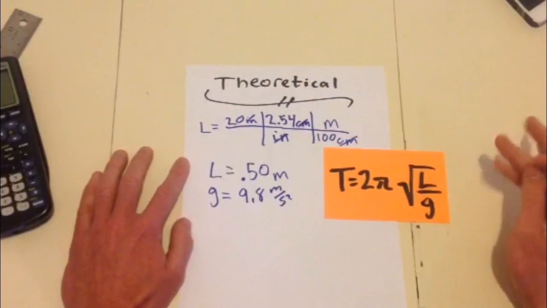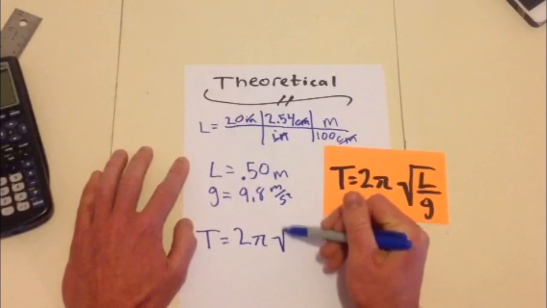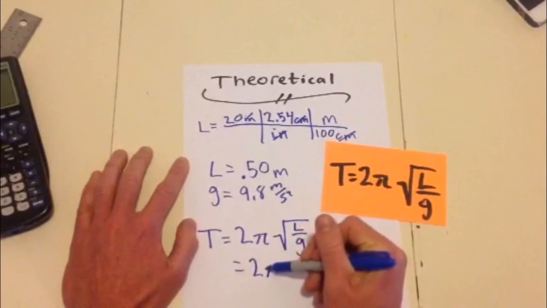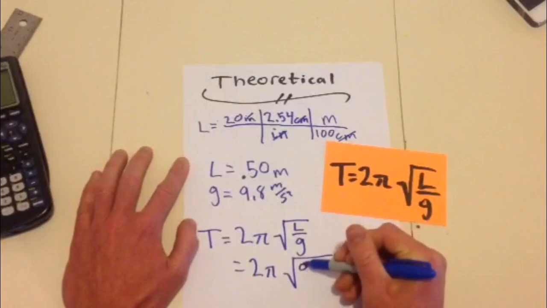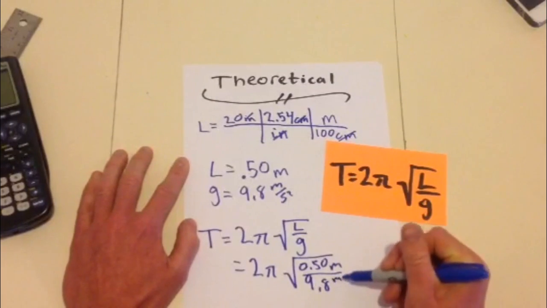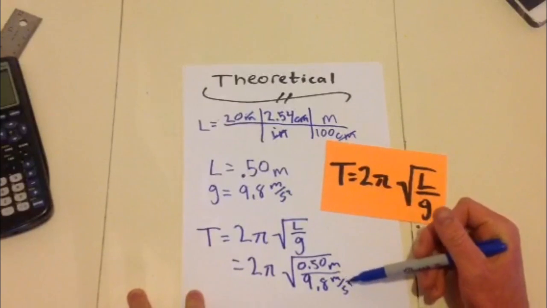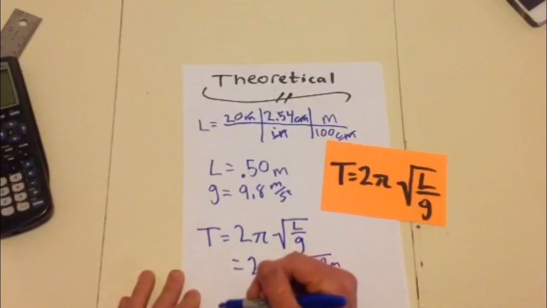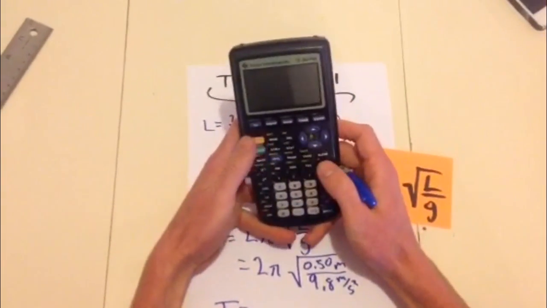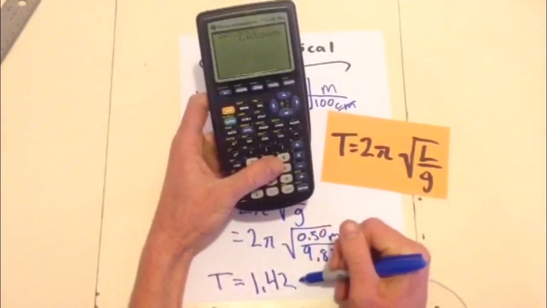Plugging this into our period formula, we should get T equals 2 pi square root of L over G, being 2 pi square root 0.50 meters divided by 9.8 meters per second squared. If we check our units, we're going to end up with seconds coming out, and period will equal 1.42 seconds.